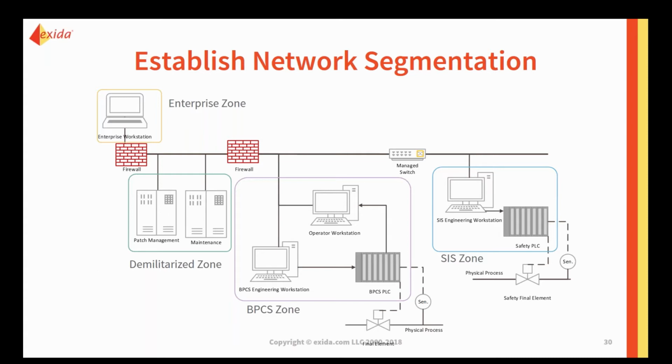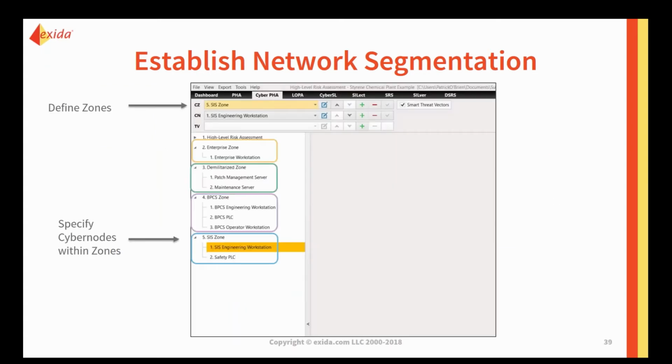So when we look at the worksheet in the tool, we can see that we have a hierarchy that allows us to specifically define each of these zones that we were evaluating. Our enterprise zone, which includes our enterprise workstation, is specified as a zone. We can have a demilitarized zone where we evaluate both of our devices in that zone. We can evaluate our engineering workstation, our PLC, and our operator workstation in our BPCS zone, and we also will have a separate safety zone that we can look at.